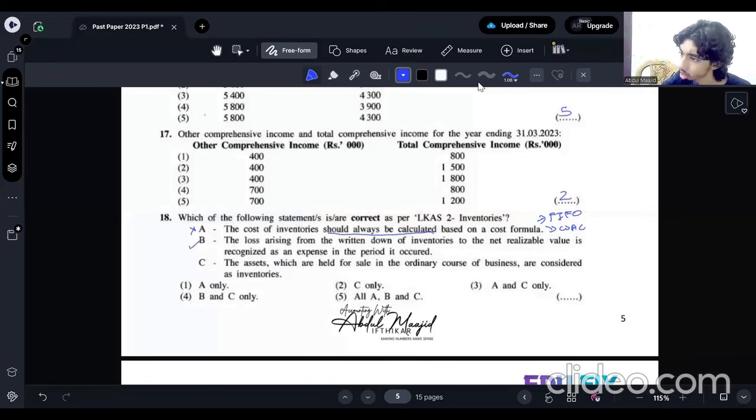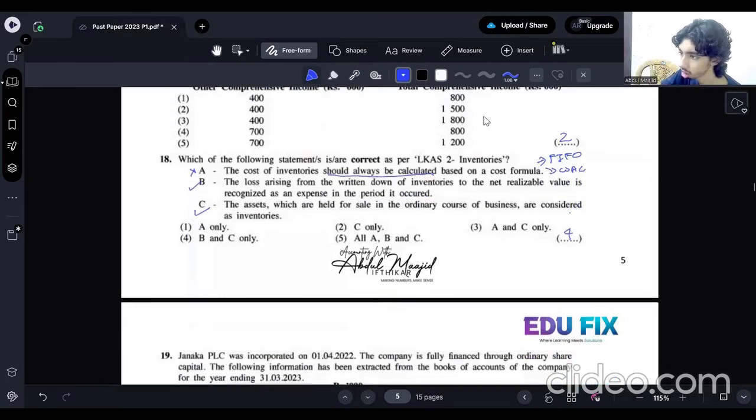Then C, the assets which are held for sale in the ordinary course of business are considered as inventory. Correct, right? Inventory are the items that we keep to sell in our business, the trading goods, we consider as inventory. So, B and C are correct. That is answer number 4. Then, 19th one.